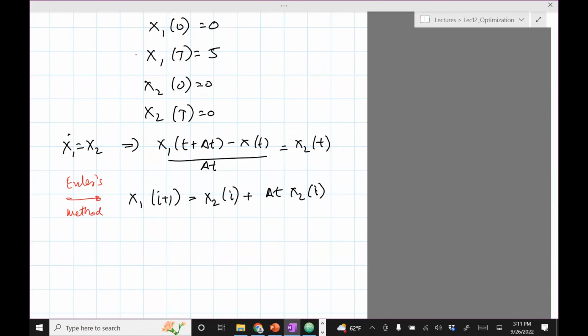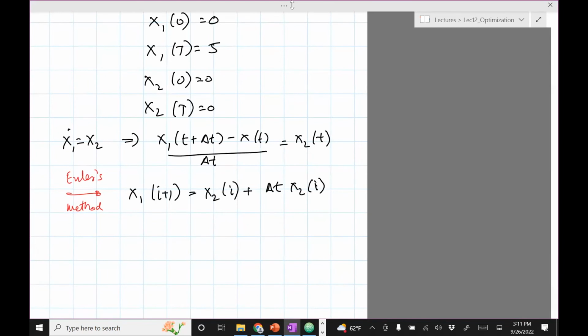Remember that I'm going to ensure that this equation is true at every grid point, which means there's no guarantee that it is true between the grid points. And that's one of the limitations of the collocation method. It only ensures that it's true for the grid points. So I can write a similar expression for x2. x2 of I plus 1 equals x2 of I plus delta t u of I.